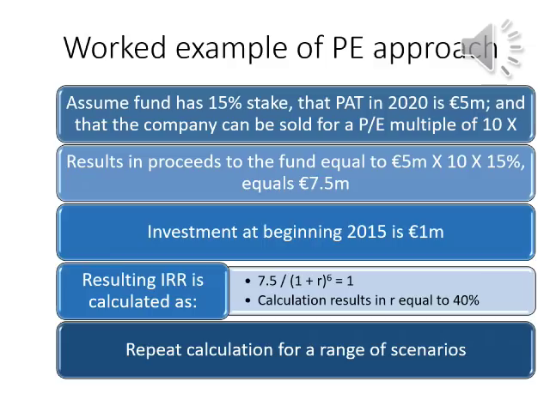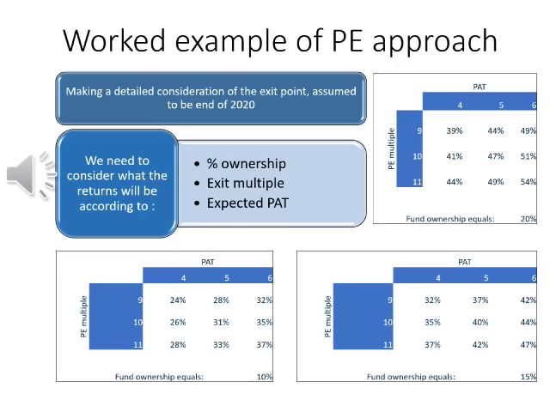The investment at the beginning is 1 million, and therefore I can then calculate what my return will be. If I solve the formula of 7.5 divided by (1+r) to the power of 6 equaling 1, this results in r equal to 40%. And therefore, if I'm able to sell the company for 7.5 million, and I've invested 1 million, I can earn a 40% return. And I repeat this calculation for a range of scenarios.